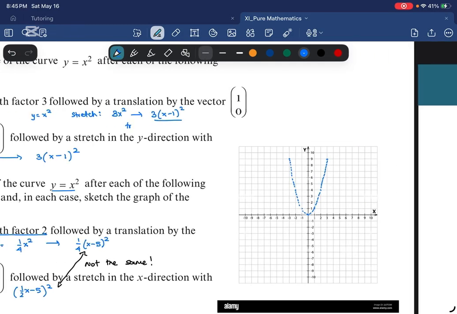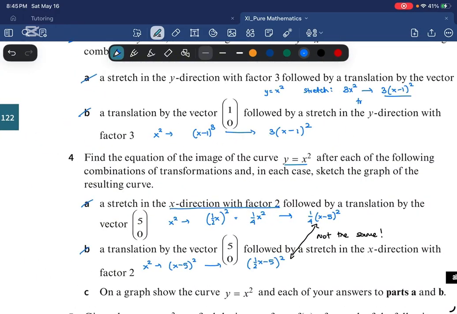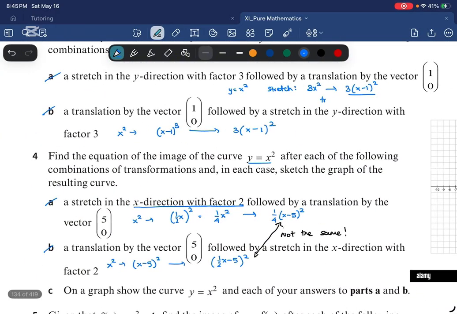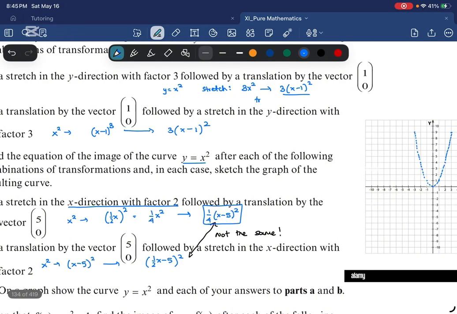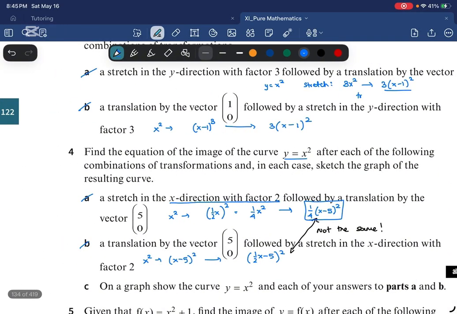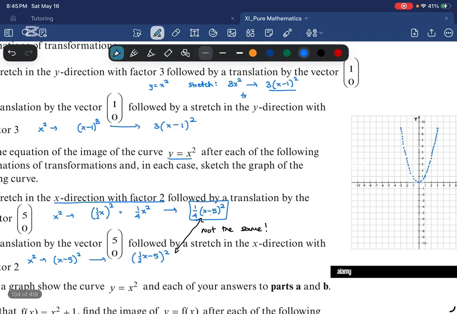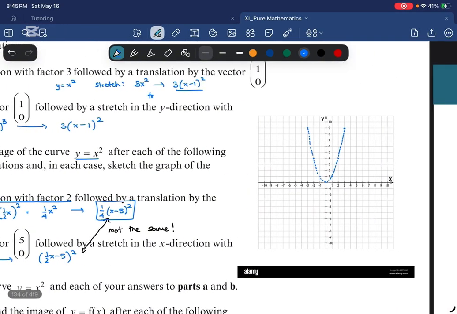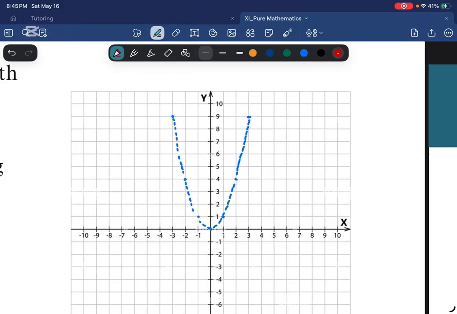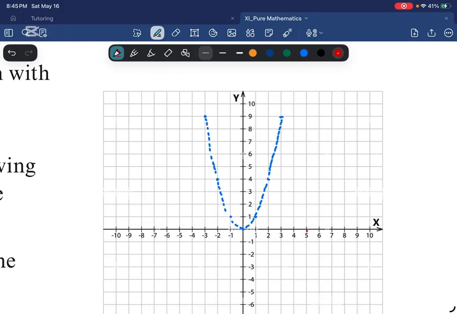All right. A stretch in the x direction. So this tells me I translate first by 5 units to the right, and then I multiply the output by 1 over 4. So I'm going to get something like this if you evaluate it out.